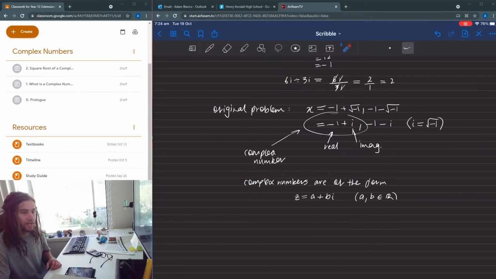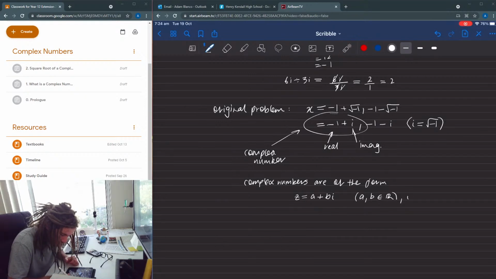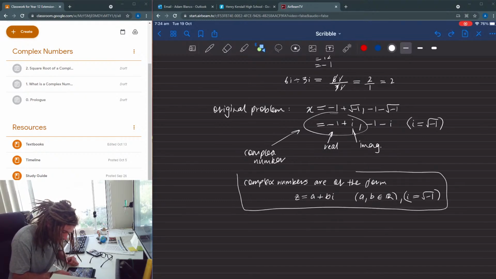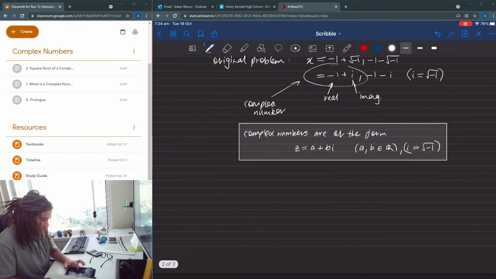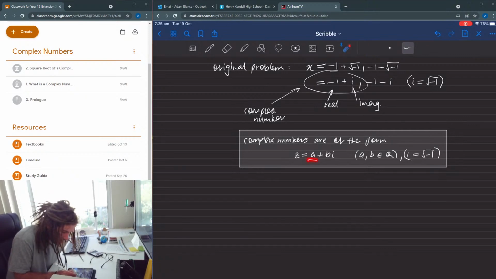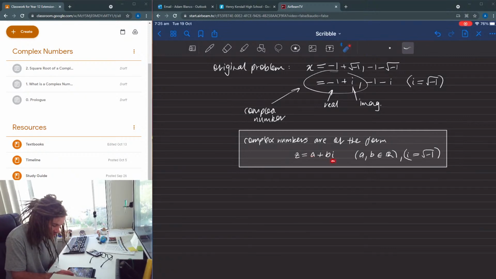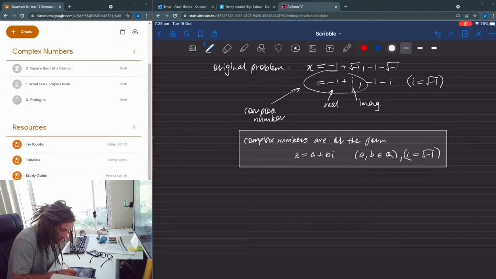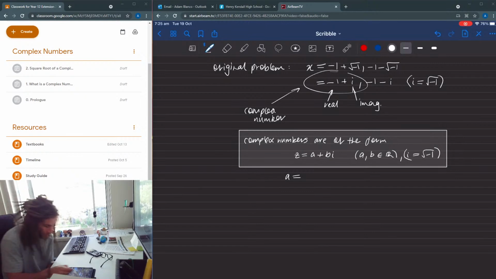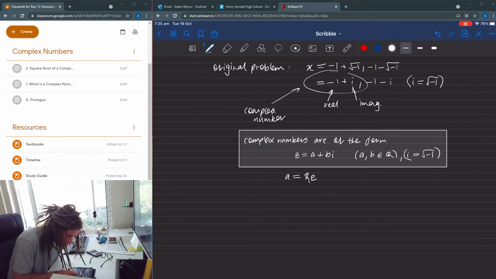And also this i is root minus 1. So this is just our definition of complex numbers here. Okay, make a proper box, please. Cool. Okay, so in saying that, these two are our numbers. This here is our imaginary number, and we say that a is the real part of the complex number. So what we actually say is it's the real part of z. So z is our complex number.